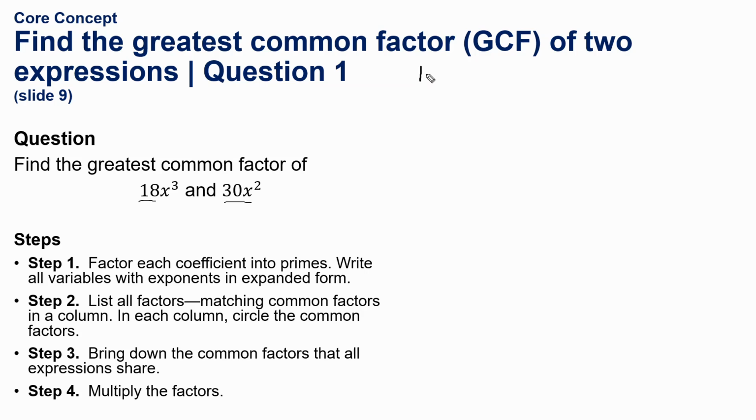So again, I'll go ahead and use a factor tree here. So we have 18, which I can break down into 2 and 9. And then 9 can be broken down into 3 and 3. And then 30 can be broken down into 2 and 15. And 3 and 5.